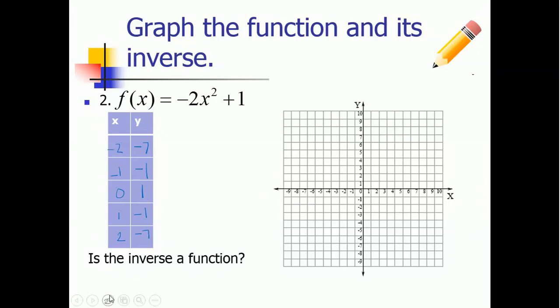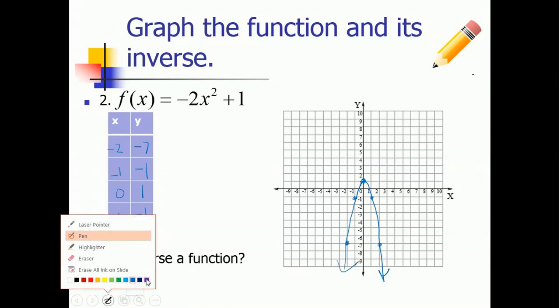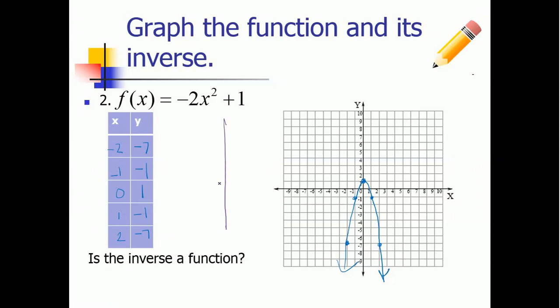Because it's a parabola, right? So let's graph. Negative 2, negative 7. It looks like it's an upside down parabola. Negative 1, negative 1. 0, 1. 1, negative 1. And 2, negative 7. So I got a graph like this for my original. Now I'm going to change my color here. Let's go purple. So I'm going to do my chart here so I don't get confused and flip-flop my X and my Y around.